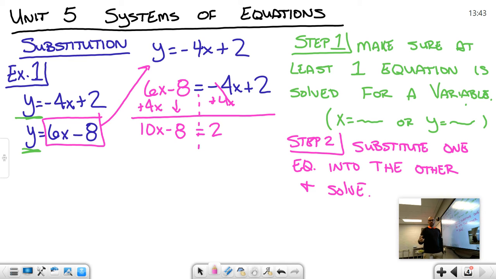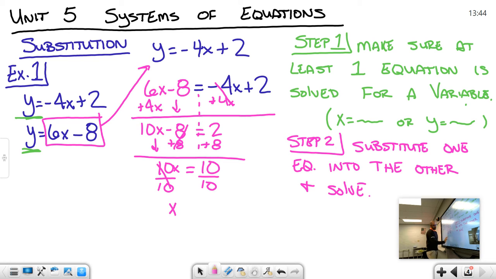Now we have a two-step equation. We're good at these. We're going to roll with it. Let's add 8 to both sides. What you do to one side, you do to the other. All that's left over here is 10x equals 10. Divide by 10. What we do to one side, we're going to do to the other. x equals 1. Okay. Are we done? No. We have two parts. We have an x and a y. Okay. I've solved for x. Well, now it's time to solve for y.